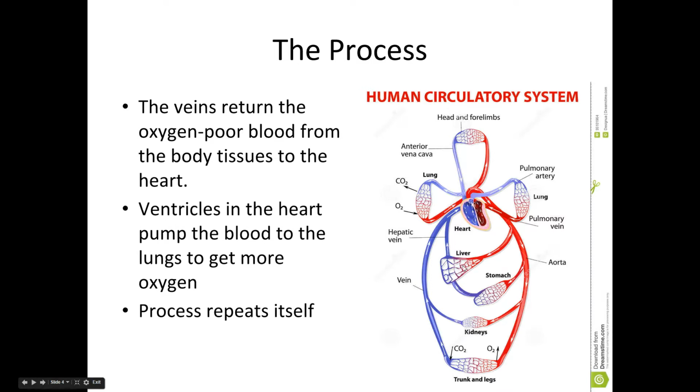Now, after the blood has delivered the oxygen and nutrients through the capillaries here, it's also going to pick up different wastes, and so it's going to become a very dark color because it doesn't have the oxygen attached to it anymore. And the veins, so the blue structures here, return the oxygen-poor blood from the body tissues to the heart. And then the ventricles we see here in the heart pump the blood to the lungs to get more oxygen. And then the process just repeats itself. So go back to the lungs, pick up oxygen, help us breathe out carbon dioxide, and back. And it's just a continual circle.